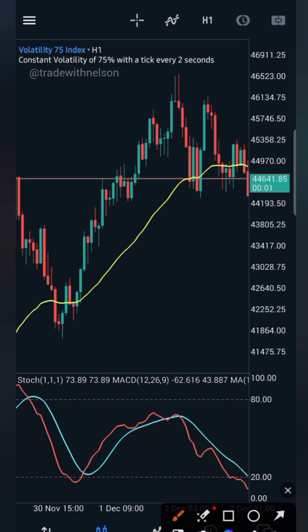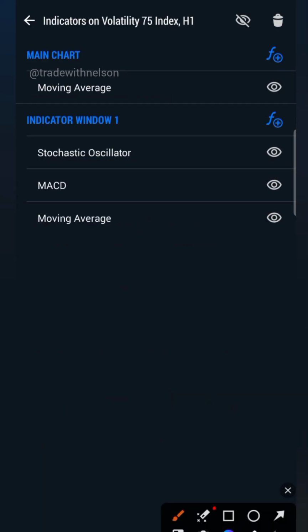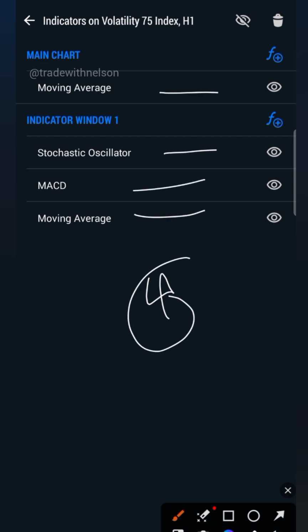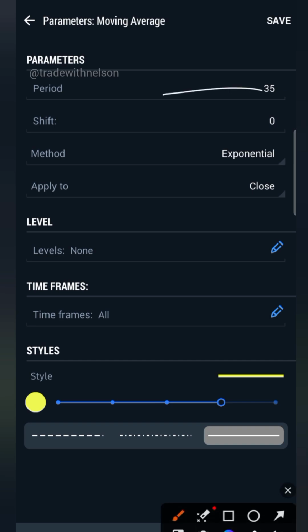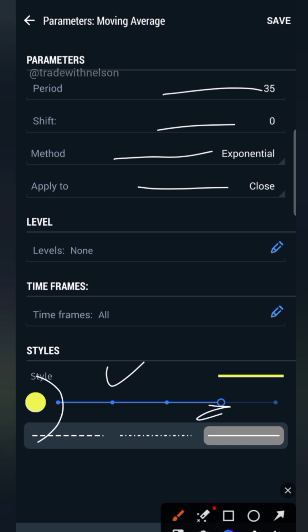Now let me quickly show you the settings to my indicator. Click on this indicator icon over here. You can see that I have just 4 indicators: moving average, stochastic oscillator, MACD, and another moving average. To select the first moving average, click on the F icon on the main chart and search for your moving average. Make the period 35, shift 0, method exponential, apply to close. For the style, color of your choice, 4px. After that, you click on save.